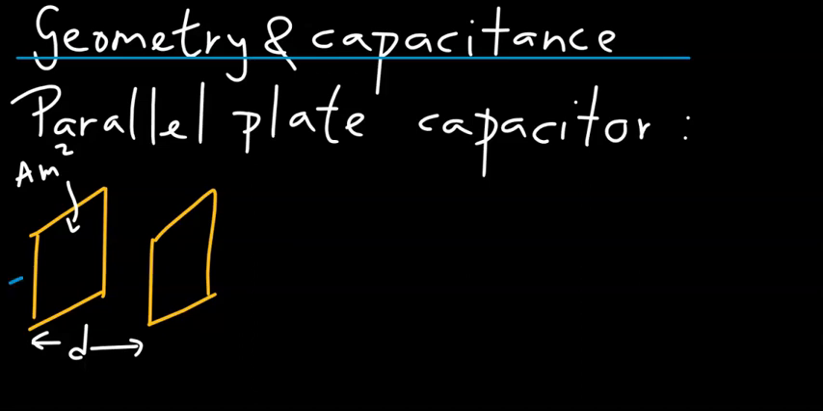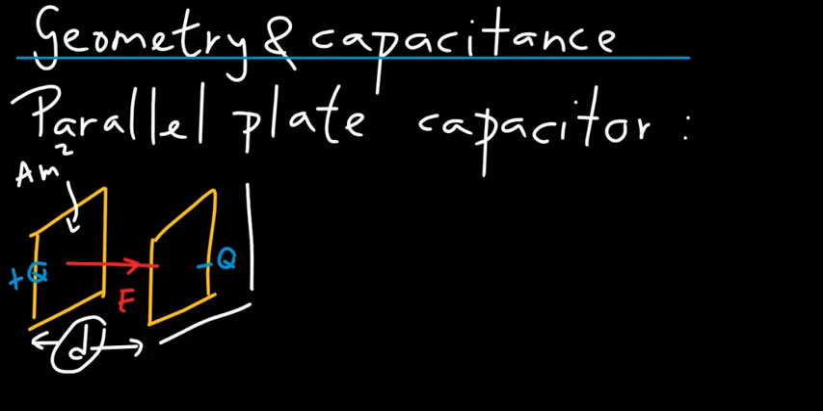So now we place positive charges on the first plate, negative charges on the second plate, and that will create an electric field like that. Now we are to assume that the separation distance is much smaller than the dimensions of the plates. So let's begin with the fundamental equation.